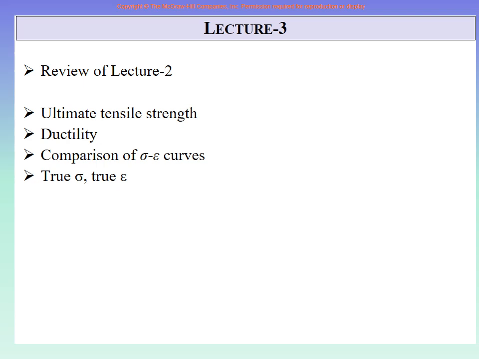And after that, today we will cover the topics of ultimate tensile strength, ductility in percent reduction in area and percent elongation. We will compare some stress strain curves for different materials, and we will try to learn about what is true stress and true strain. And of course, the ultimate tensile strength and ductility, etc., are also mechanical properties. So we will build up on the mechanical properties that we did last time.